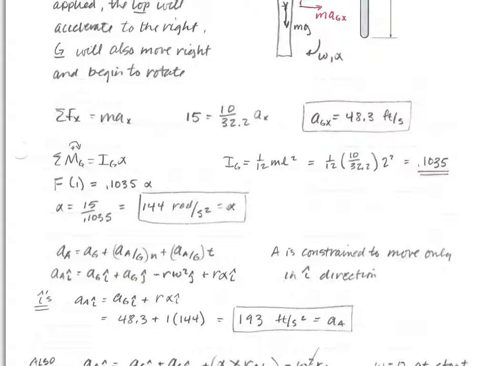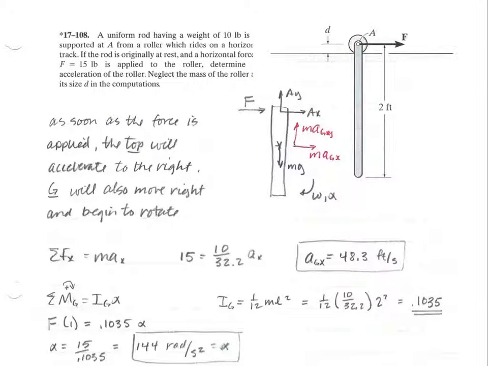And if you look carefully at the picture, A can only accelerate in the x direction. It's not going to levitate. There's nothing going to lift it up, and it's got a wall here or something that's going to keep it from going down that way. So the acceleration of A only goes in the x direction.